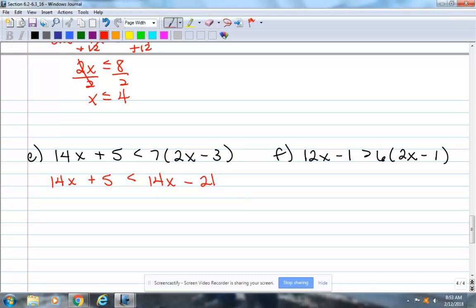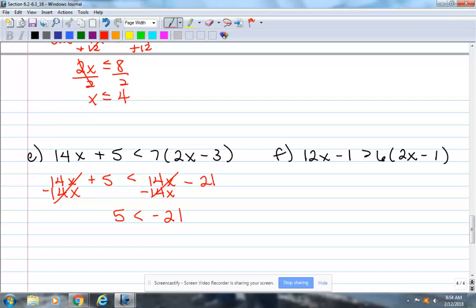Now, let's get our x's together. How do we get our x's together? We're already looking at it a little bit funny, aren't we? Why are we looking at it a little bit funny? All the variables are gone, right? They cancel out. They make 0. So write down what you're left with. You're left with 5 is less than negative 21. Is that true? A positive is less than a negative? Is a positive ever going to be less than a negative? No, it's not mathematically possible.